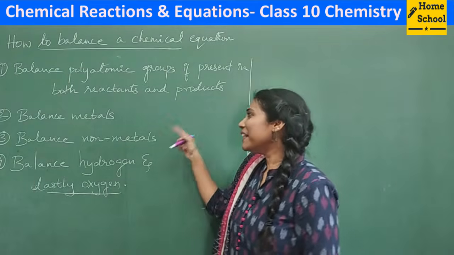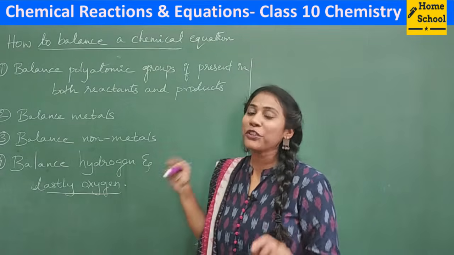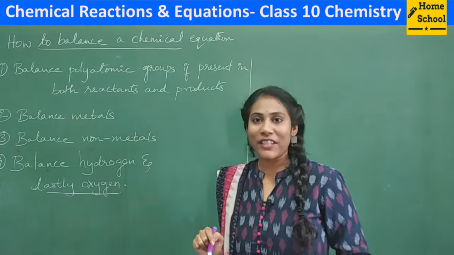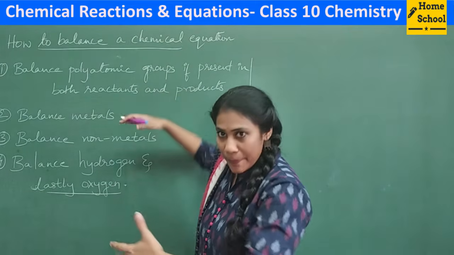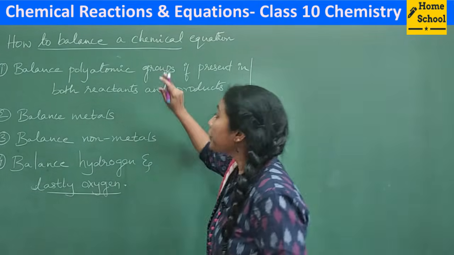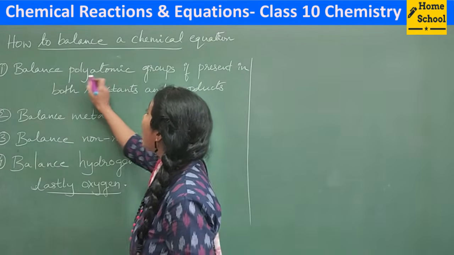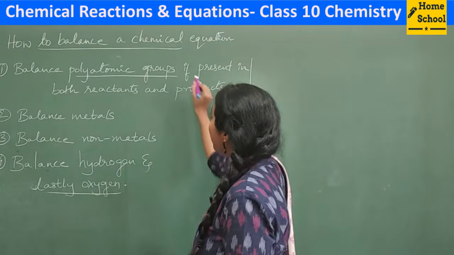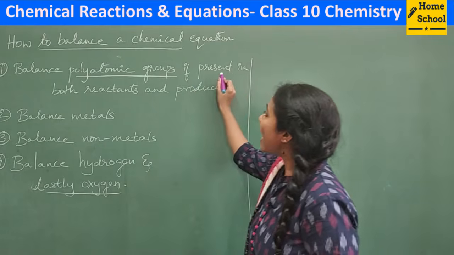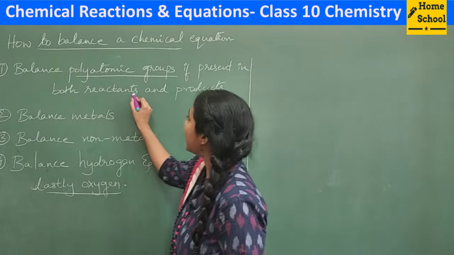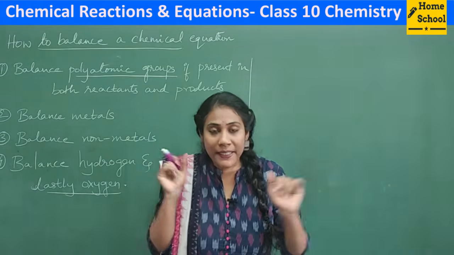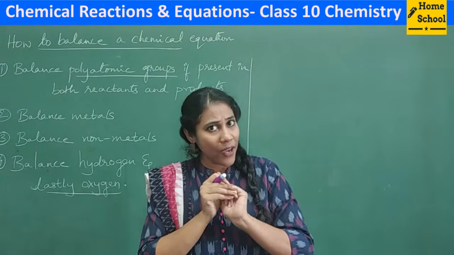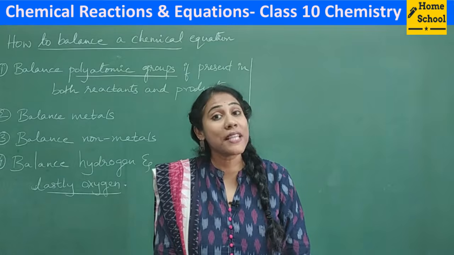See guys, here are the tricks that you have to use to balance a chemical equation easily. You have to balance stepwise. Initially, you have to balance the polyatomic groups if polyatomic groups are present in both reactants and products. So the moment you look at the chemical equation, identify whether polyatomic groups are there or not.